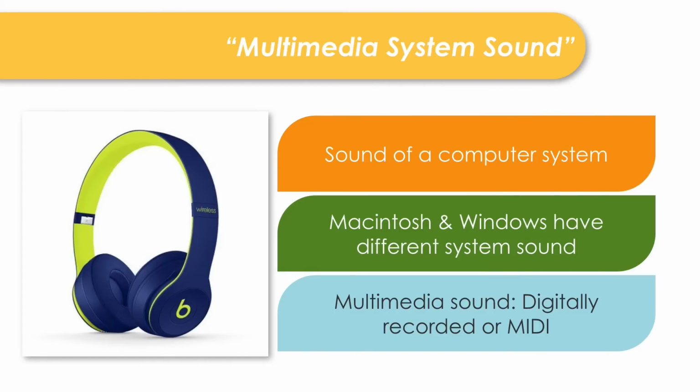Both Macintosh and also Windows have their own system sound. For example, in Macintosh, they provide system sounds such as the glass sound, the indigo sound, the laugh sound. Okay, and for Windows, for example, they have start, wave, chimes, and also chord.